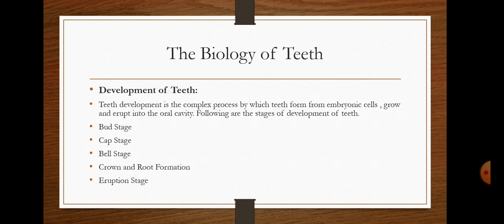Now let's discuss the biology of teeth. Development of teeth. Teeth development is a complex process by which teeth form from embryonic cells, grow and erupt into the oral cavity. Following are the stages of development of teeth. The first stage is the bud stage, second is the cap stage, third is the bell stage, the fourth is crown and root formation, and the last is the eruption stage.